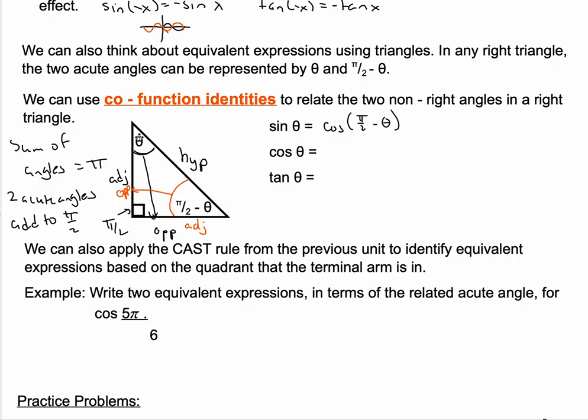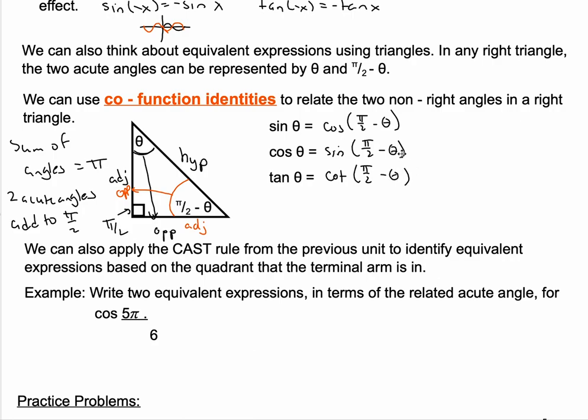Okay, and then my cos of theta, so again, adjacent over hypotenuse, the adjacent and the opposite switch, is going to be equivalent to my sine of pi by 2 minus theta. Okay, so that's what cofunction identities are. And then when we're talking about tan, it's a little weirder. So the tan of theta is opposite over adjacent. And then when we talk about pi by 2 minus theta, those two sides become the adjacent and the opposite. So it's actually just the reciprocal of tan. So cotangent of pi by 2 minus theta.